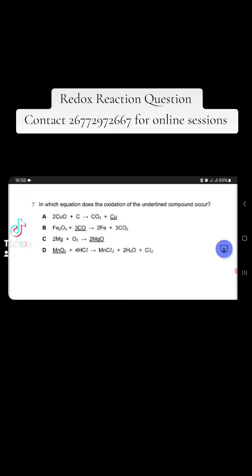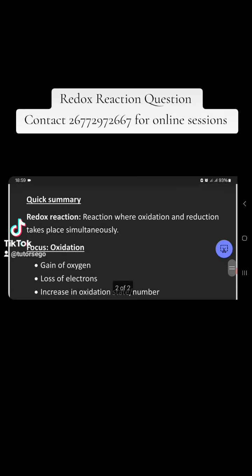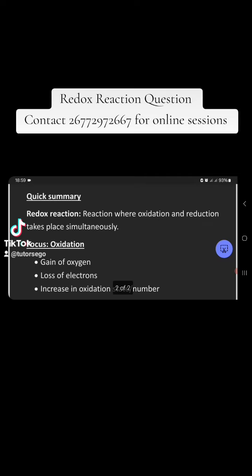Okay. So now, before you answer this question, you need to have a quick summary to understand which topic this is. So my quick summary is on redox reaction. So first, what do we mean by a redox reaction? A redox reaction is a reaction where both oxidation and reduction are taking place simultaneously. They're happening at the same time. There is oxidation and reduction in that chemical reaction.